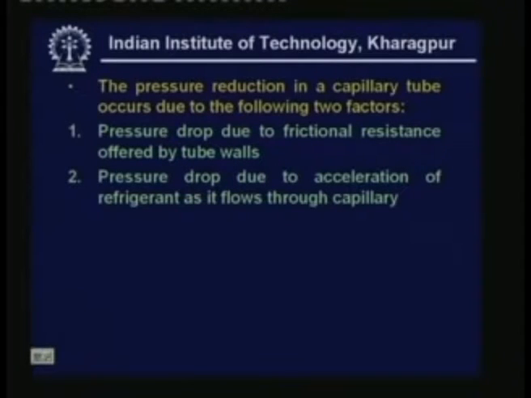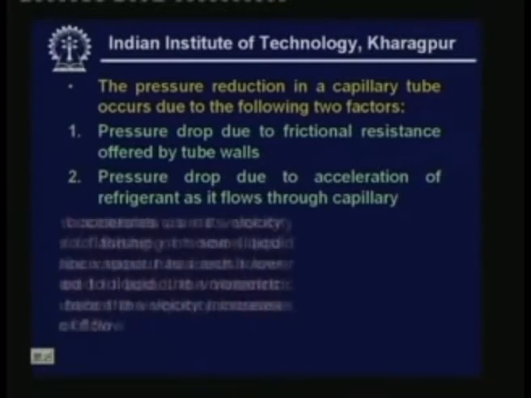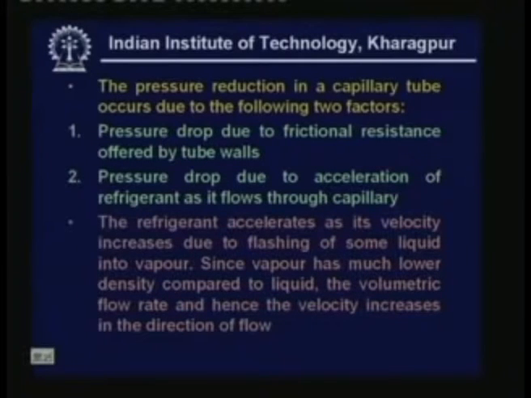So why does the refrigerant accelerate as it flows through the capillary? Because you know that when the refrigerant flows through the expansion device, flashing of liquid into vapor takes place. So as flashing takes place, some vapor is generated, and since vapor has much lower density compared to liquid, the volumetric flow rate and hence the velocity increases in the direction of flow. Since the velocity continuously increases in the direction of flow, the refrigerant gets accelerated. This requires a certain pressure drop. So ultimately the total pressure drop across the capillary tube is because of the frictional effects and because of the accelerational effects.